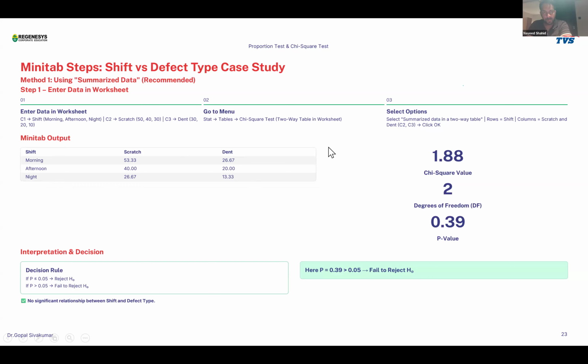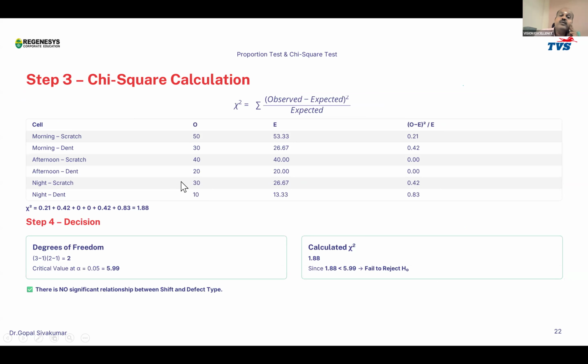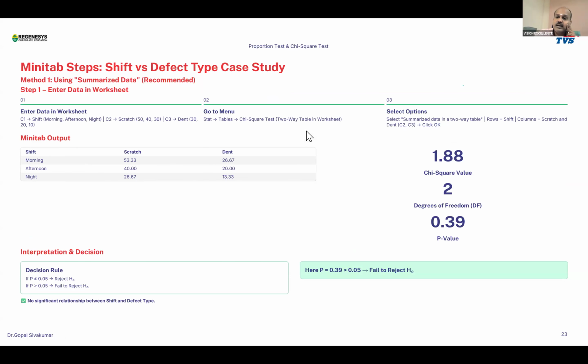Yes, we can make this table available. And actually, this is the output. The contingency table is here. This table we have to prepare, and then ask Minitab to perform the test. Look here, the p-value is how much? 0.39. 0.39 means fail to reject the null. That means shift and defect have no relationship.